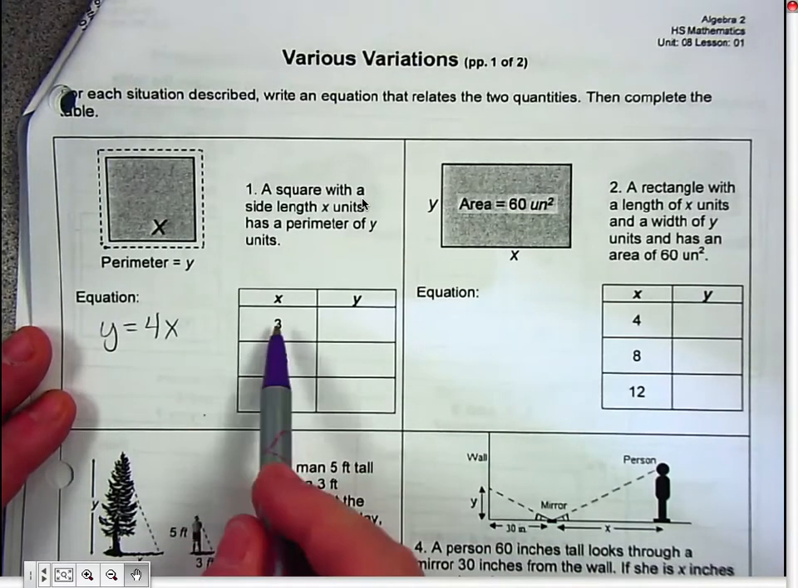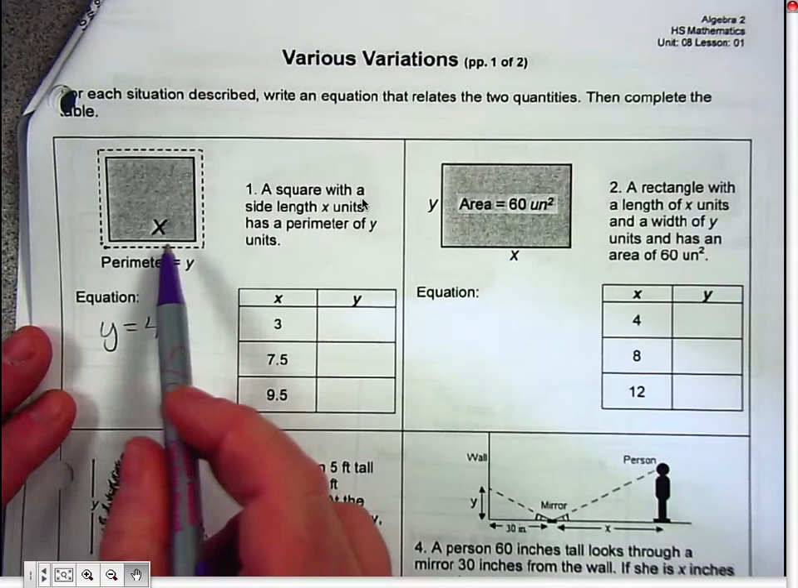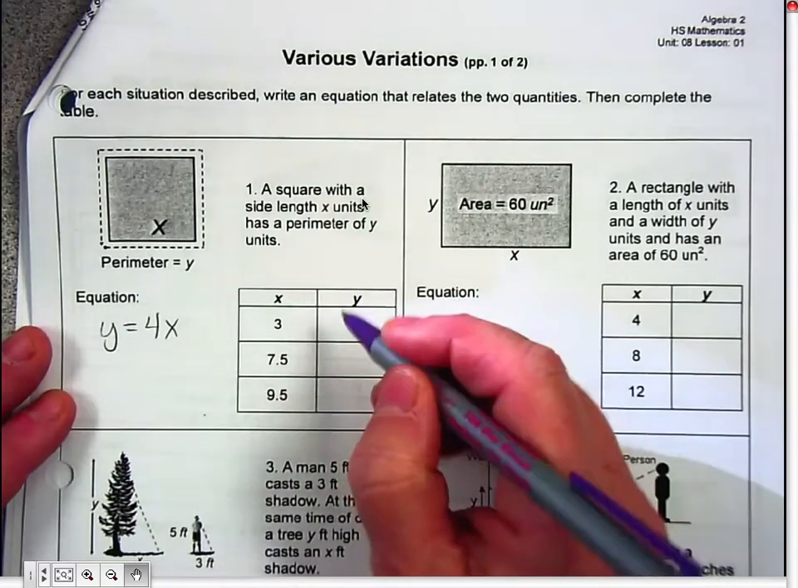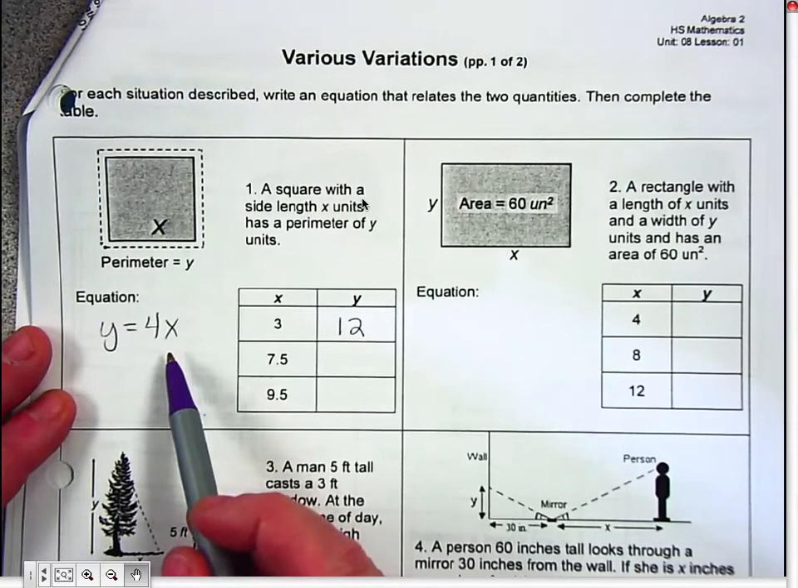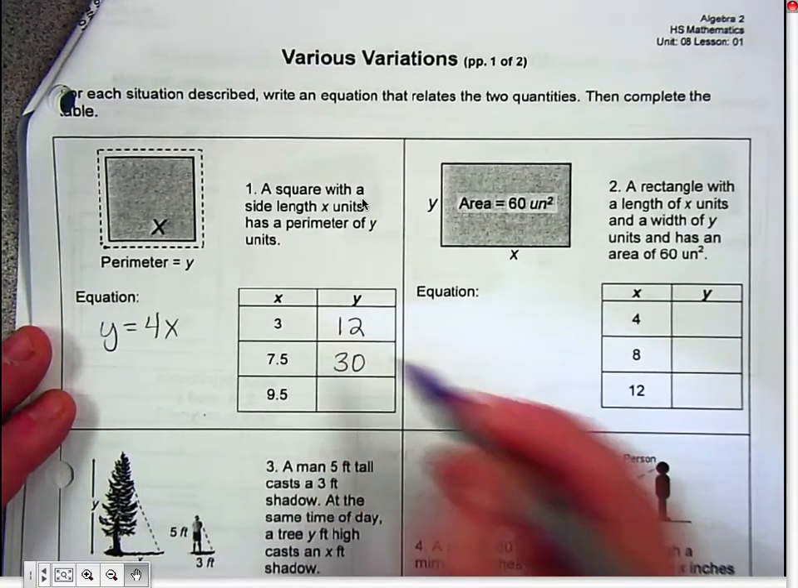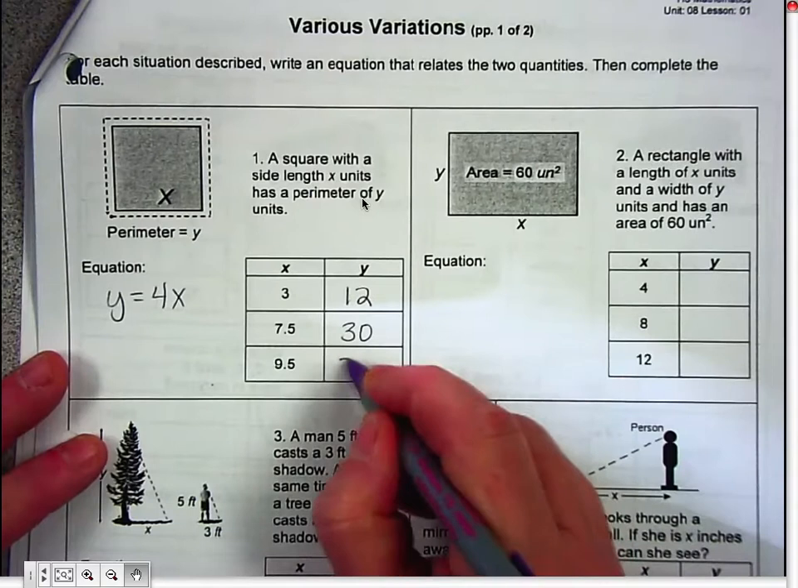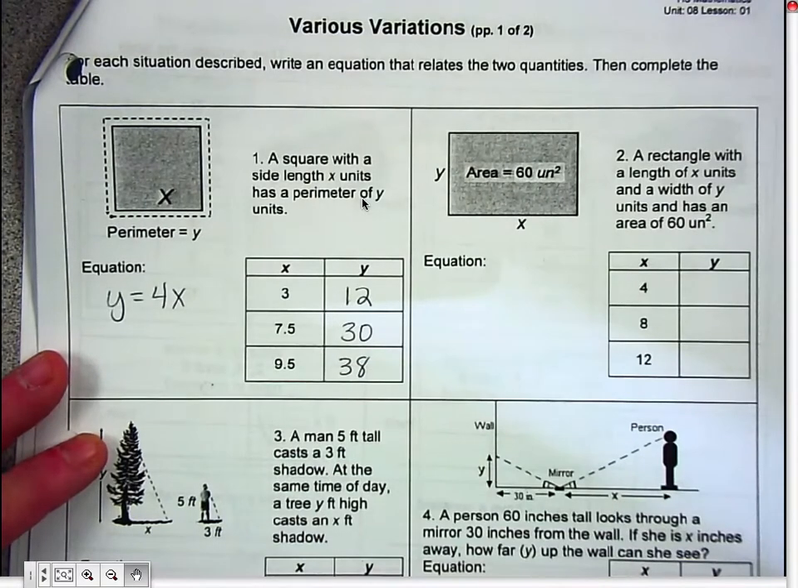So plug in 3. If the side is equal to 3, 4 times 3 would be 12. Plug in 7.5, that's 30. And 9.5 times 4 is 38.